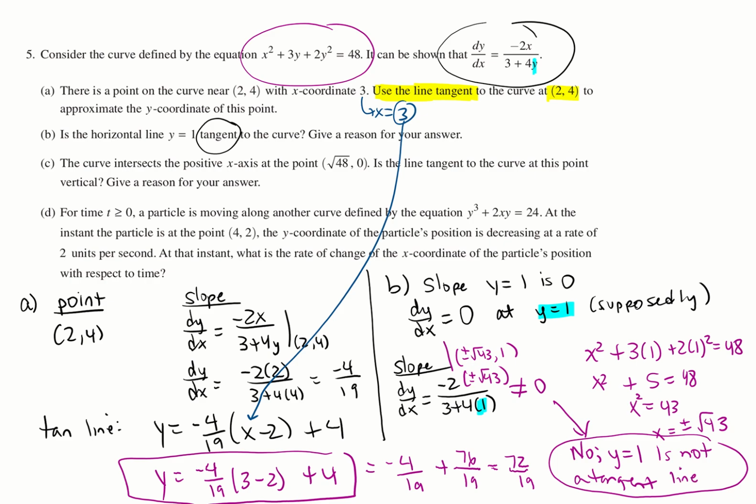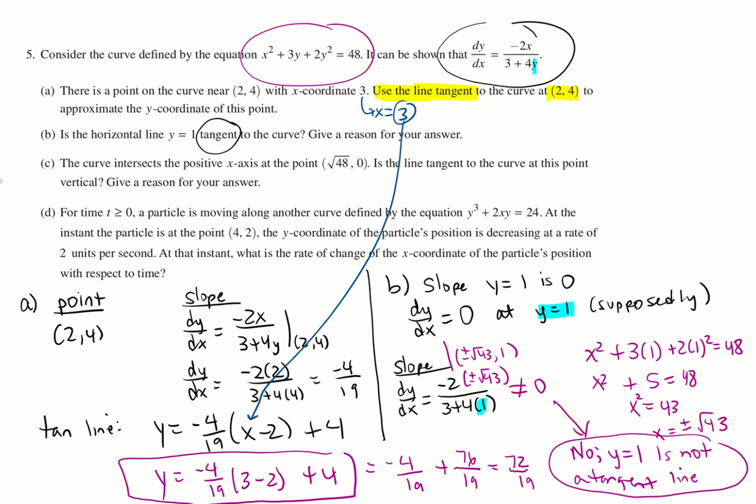All right, part C. The curve intersects the, and by the way, notice they're not saying function. This is probably not a function. It looks to me like maybe some type of conic. I'm thinking it looks like an ellipse to me. The curve intersects the positive x-axis at the square root of 48, comma 0. It is interesting, sometimes they do not simplify their radicals. Is the line tangent to the curve at this point vertical? And give a reason for your answer on that one.